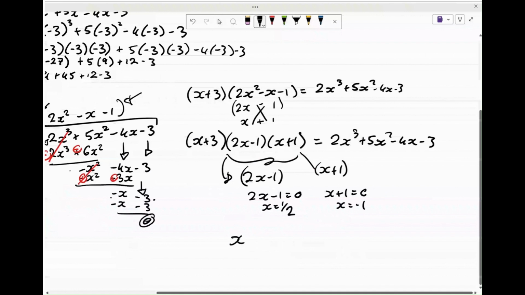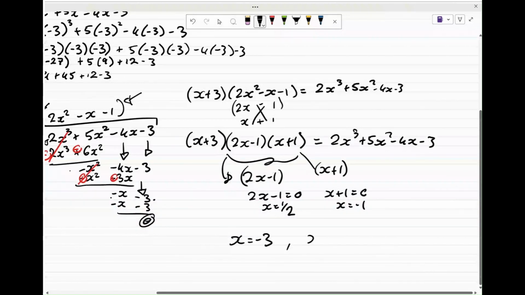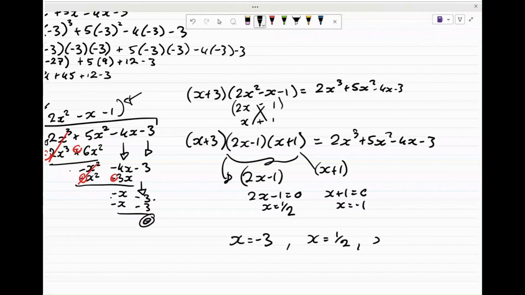So our three roots are x equals minus 3, x equals a half, x equals minus 1. And write this at the bottom of your question. That's your final answer.